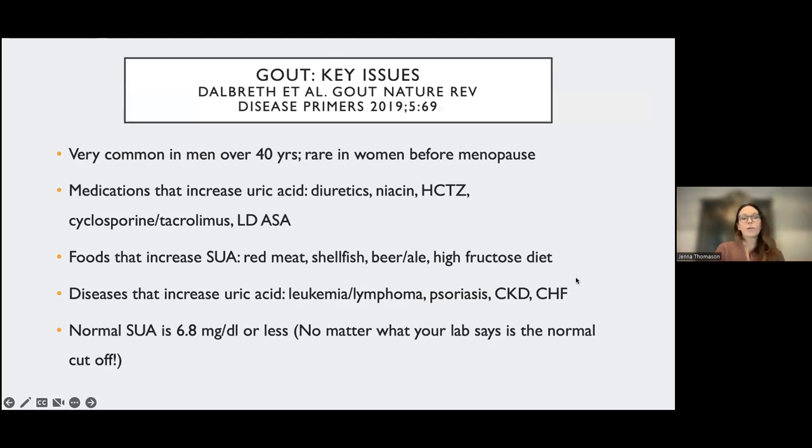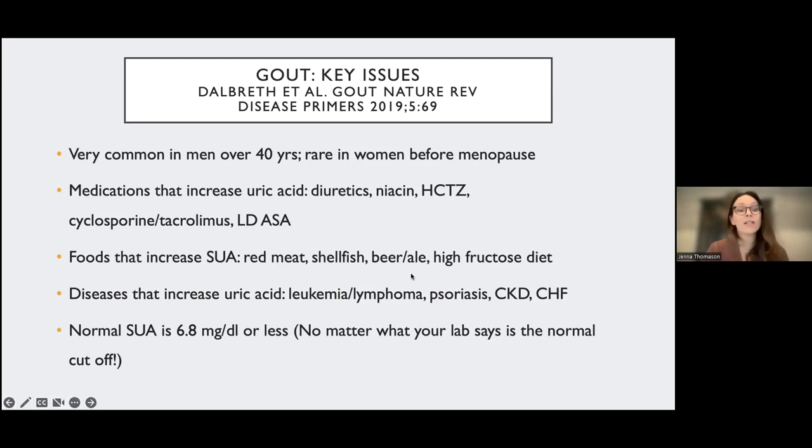So a few key issues when it comes to gout. Gout is very common in men that are older than 40 years, and it is extremely rare in women before menopause. So if you see a woman that has acutely inflamed joints and she has not gone through menopause, it's highly, highly unlikely that that is gout.